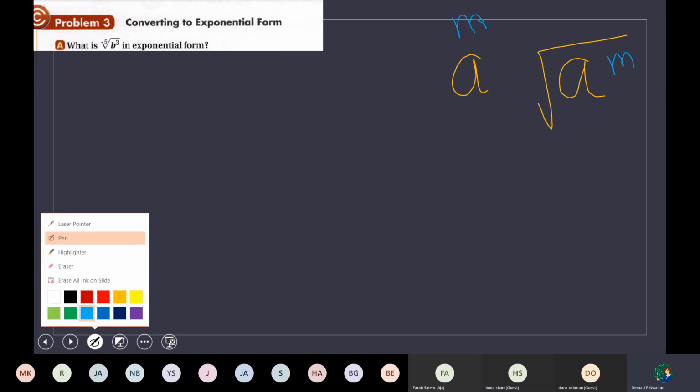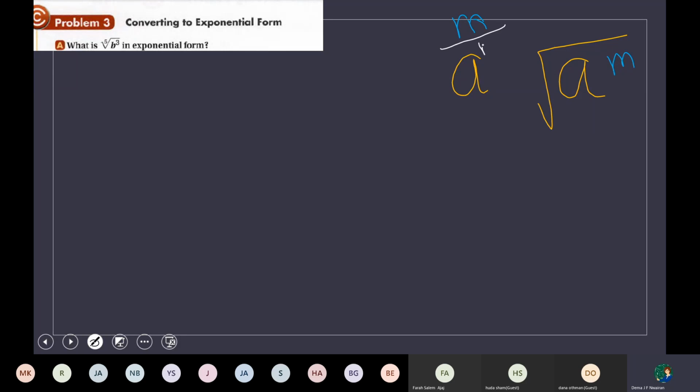This rule is very, very important. If you have n, it will be up. This is the rule that a raised to the power m over n is the nth root of a raised to m. Back here, we have the fifth root of b cubed.